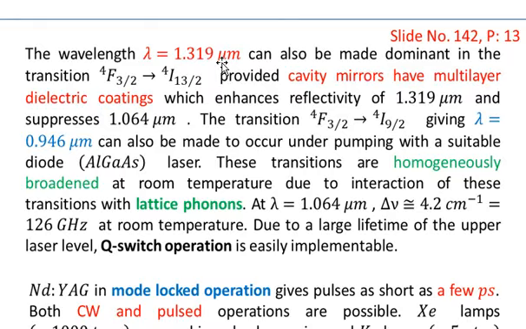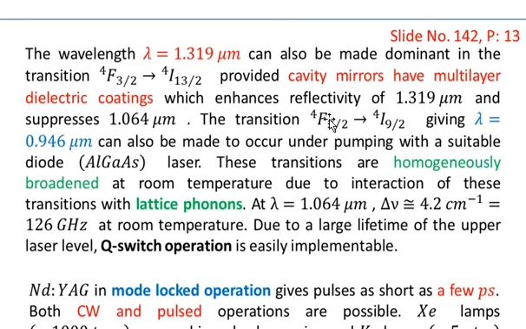So this wavelength can be selected provided the cavity mirrors have multi-layer dielectric coatings, which enhance the reflectivity at 1.319 micrometer and suppress 1.064 micron. Thus this wavelength 1.319 micrometer can be selected.